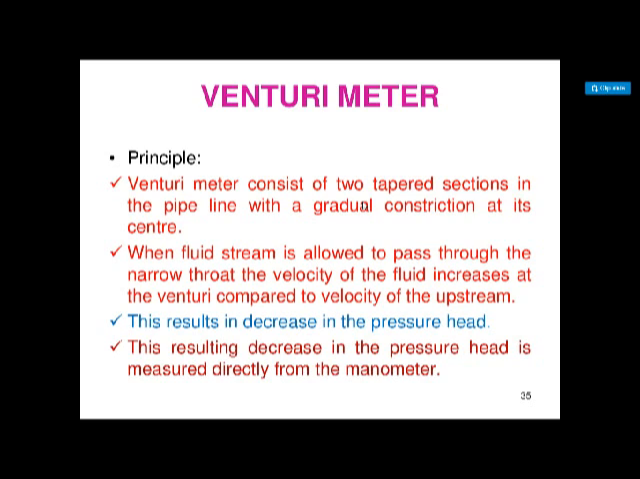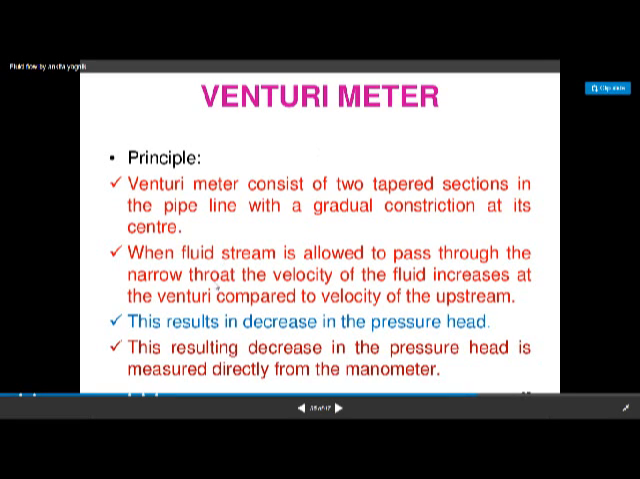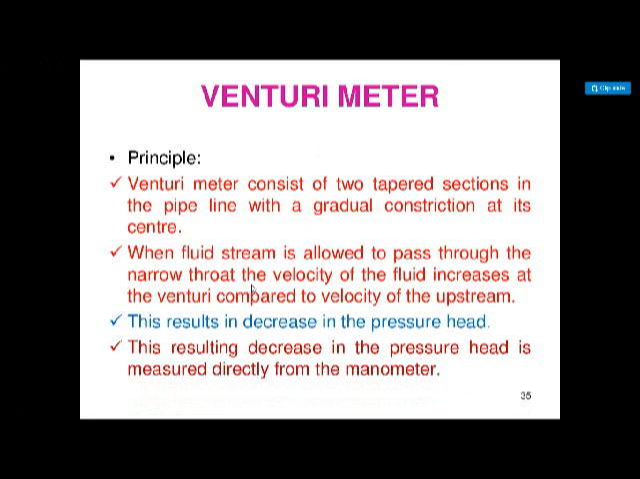The only difference is that in the orifice meter, there was a sudden constriction because of the orifice, a very small aperture. Here, instead of that small aperture, a gradual constriction of the pipe is there at its center. When the fluid stream is allowed to pass through the narrow throat, the velocity of the fluid increases at the Venturi compared to the velocity upstream, right? So that process is also gradual.